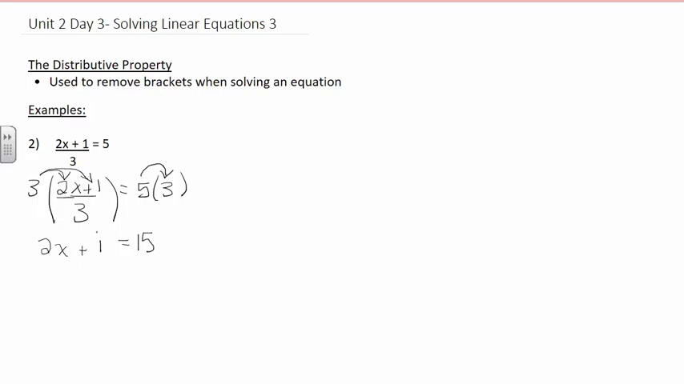Now we want to bring all our numerical terms over to the right side and keep all our variable terms on the left side. So we need to get rid of this 1. So we subtract 1 from both sides. So 2x plus 1 minus 1 equals 15 minus 1. These will cancel out, and we end up with 2x equals 14. Now we need to get rid of the 2, so we divide 2 on both sides. Again, these will cancel out, and we're left with x equals 7 as our final answer.